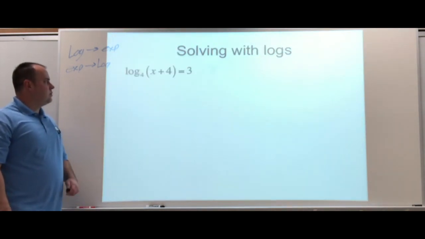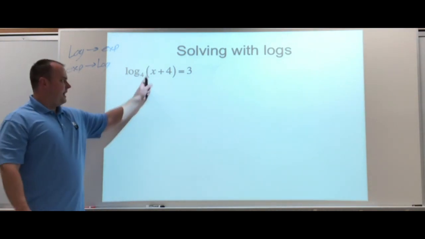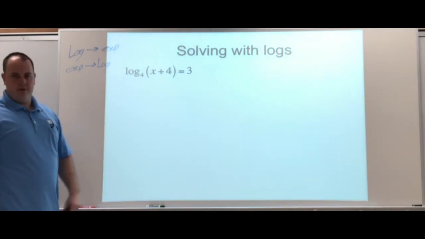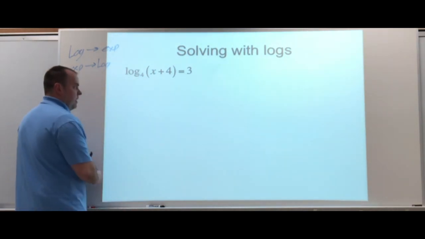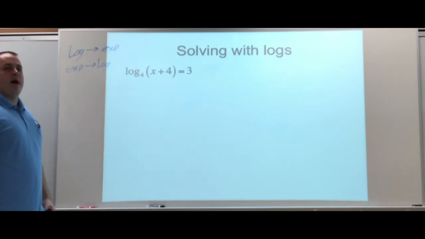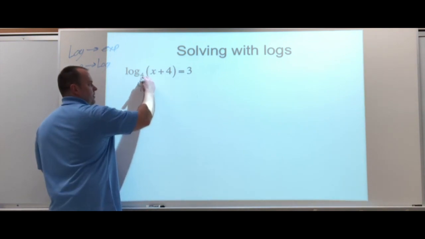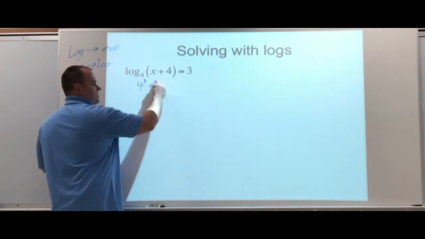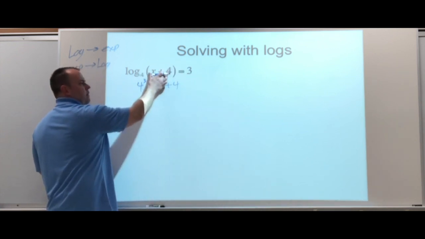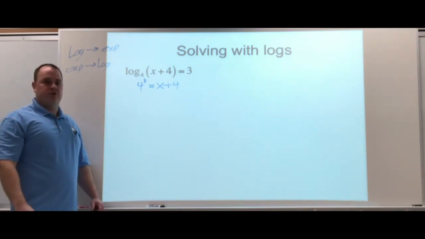Okay, so solving the logs. We have log base 4 of (x plus 4) equals 3. X plus 4 is in parentheses, so we really can't do anything with that. We have a log function, and since everything's away from the log function, logs go to exponents. This is why we practice that skill. How would you write this as an exponent? 4 to the third power equals x plus 4. The base, exponent, and whatever's here goes to the equal sign all by itself. Now that's something we should be able to solve.